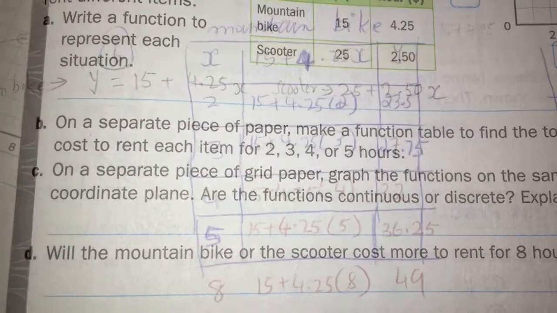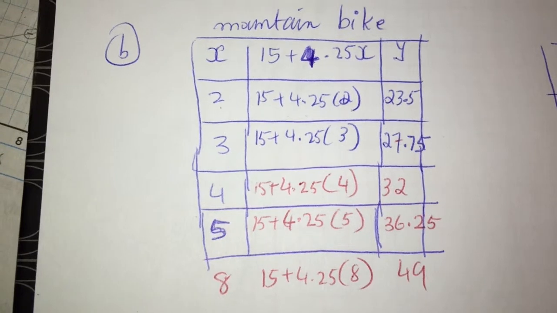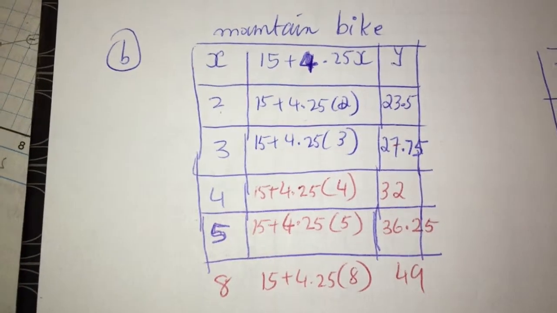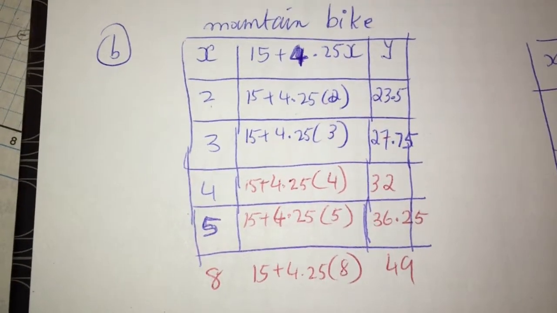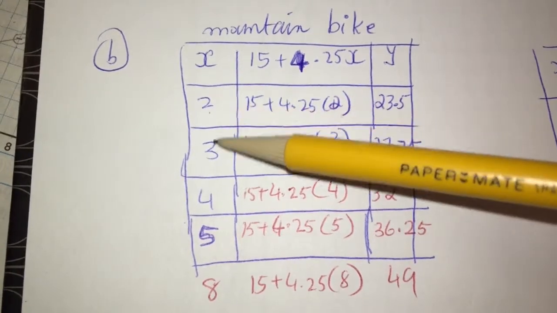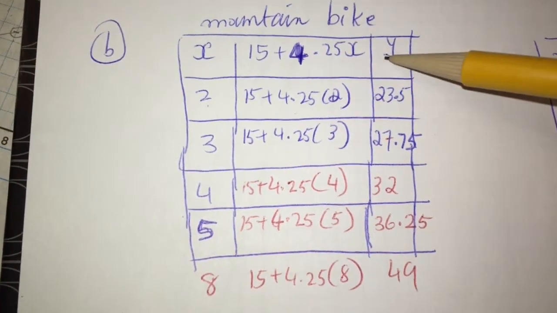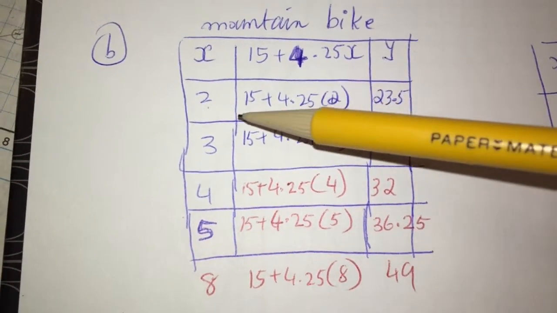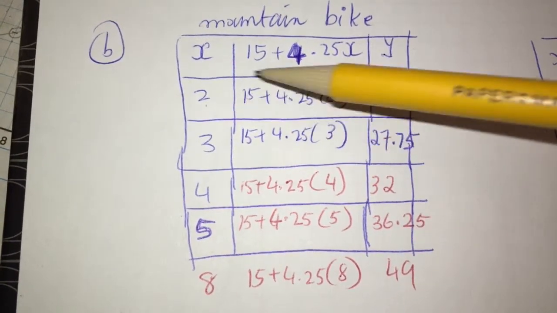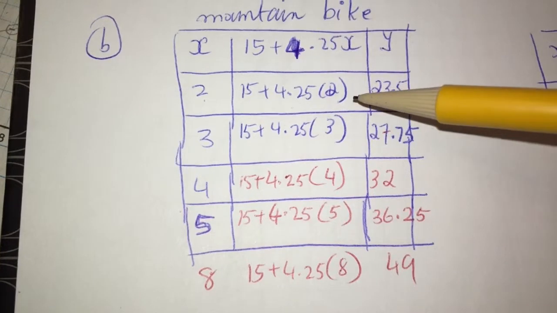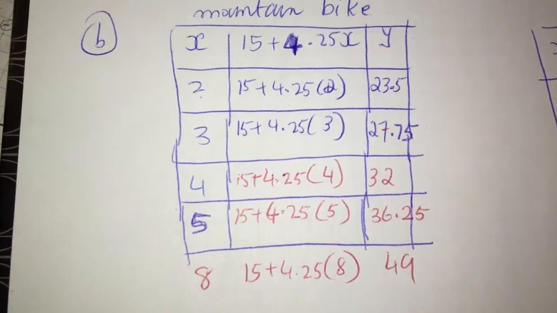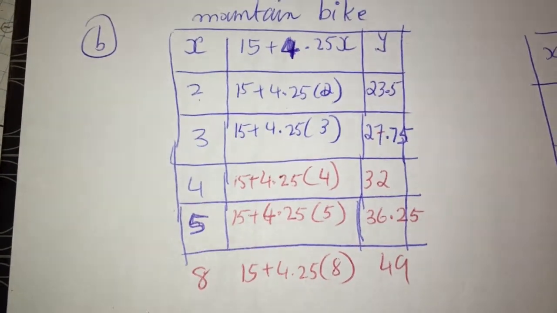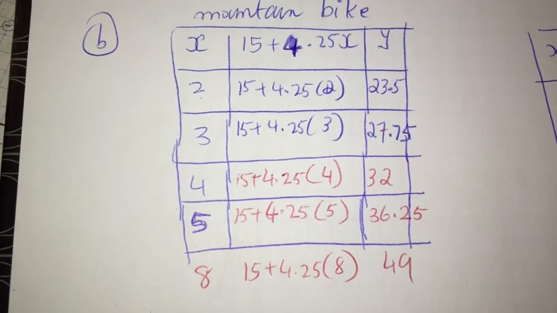Okay, take a look at part B of question number 5. They want you to find the values of y for different values of x, and the different values of x are given: 2, 3, 4, 5. You already know what the function is, so you just have to find the values of y for each value of x. So when the value of x is 2, use this function to find y. The function is y equals 15 plus 4.25x.